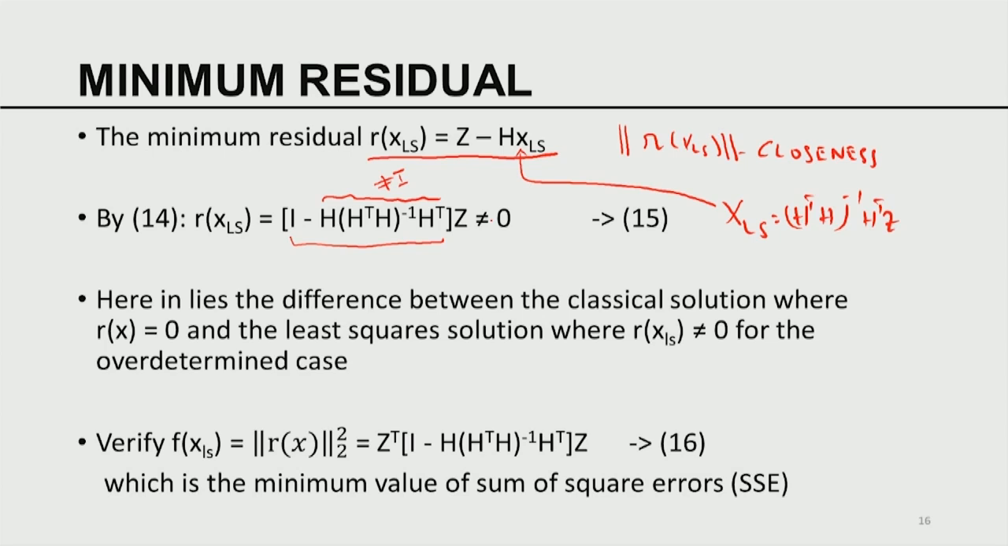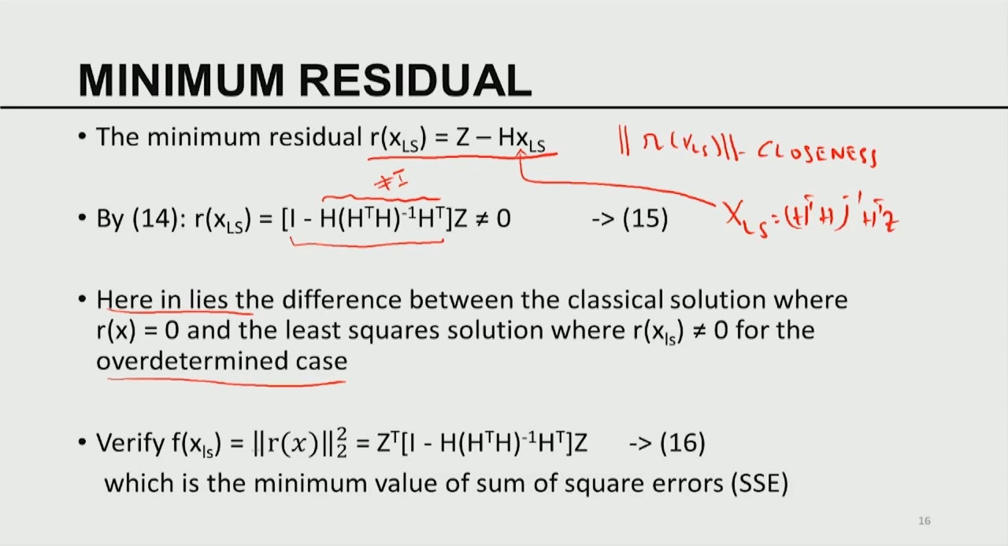Therefore, the least square solution does not guarantee equality between left hand side and right hand side. The left hand side is not equal to right hand side, but the length of the difference, the length of the residual vector, is the minimum. So herein lies the difference between the classical solution where Rx is 0 and the least square solution where Rx is not 0 for the overdetermined case. This is the best we could do.